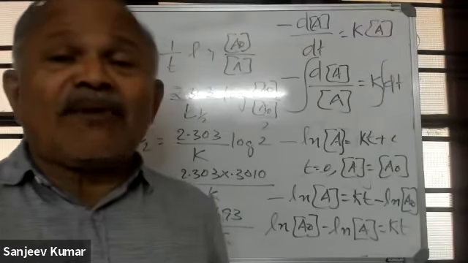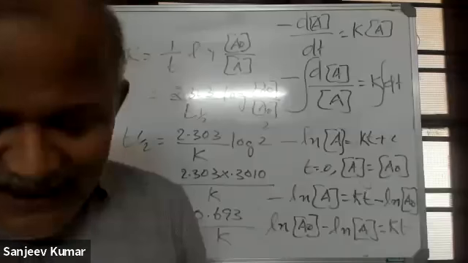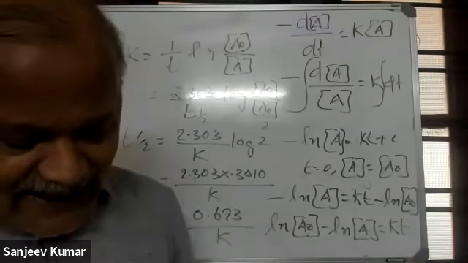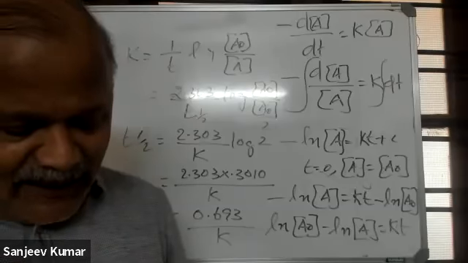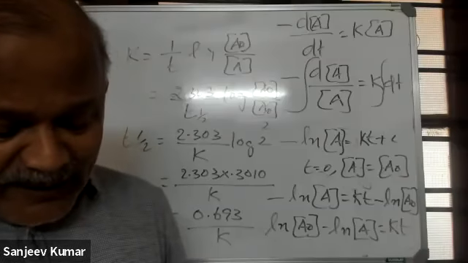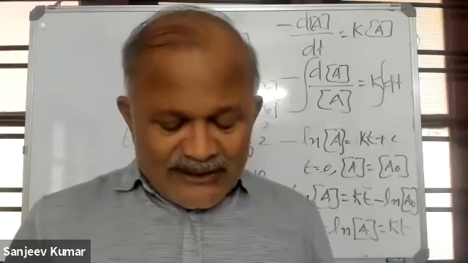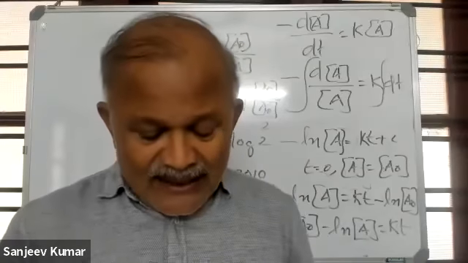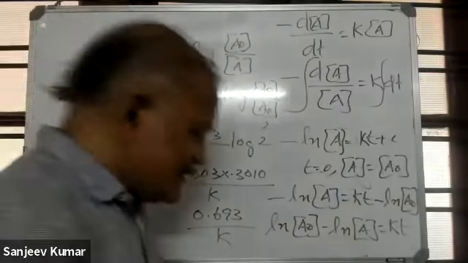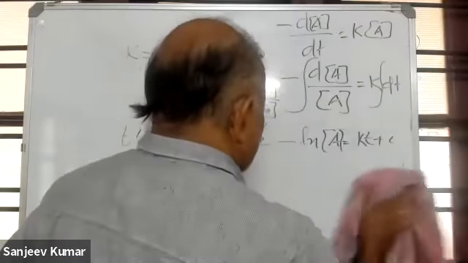Likewise, for this 1 by 3 order, we can carry out the equation. Here the order is 1 by 3, and therefore we can say that minus dA by dt is equal to K into active mass of A raised to 1 by 3, or integral dA by active mass of A raised to 1 by 3 is equal to integral K dt. That is, the integration can be carried out.